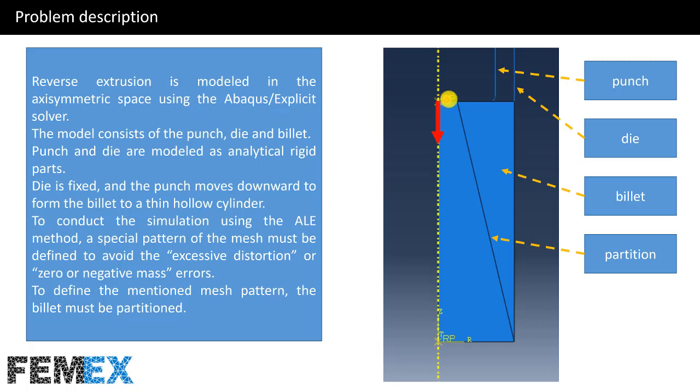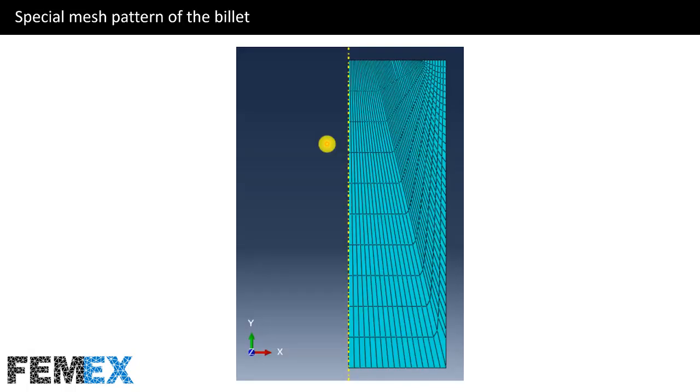To conduct the simulation using the ALE method, a special pattern of the mesh must be defined to avoid excessive distortion or zero or negative mass errors. To define the mentioned mesh pattern, the billet must be partitioned. And this is the special mesh pattern of the billet.